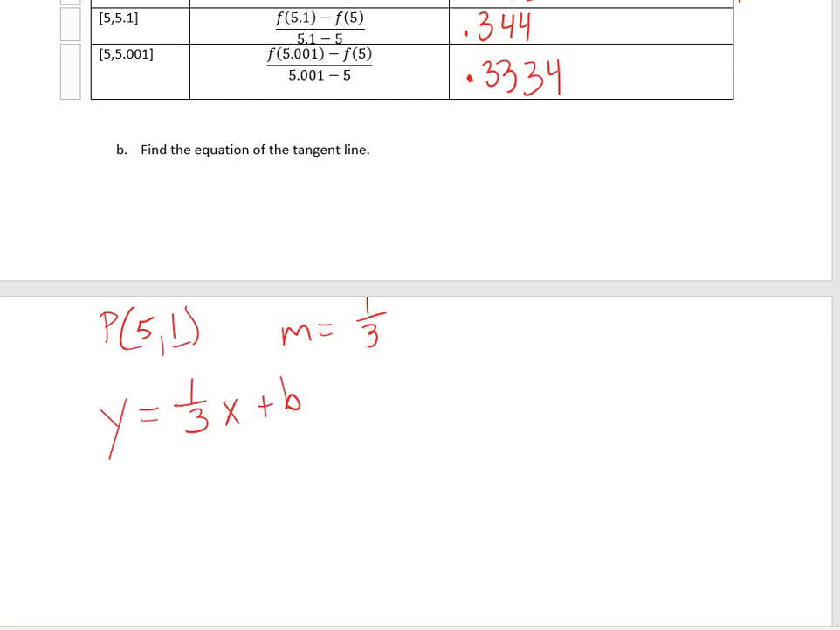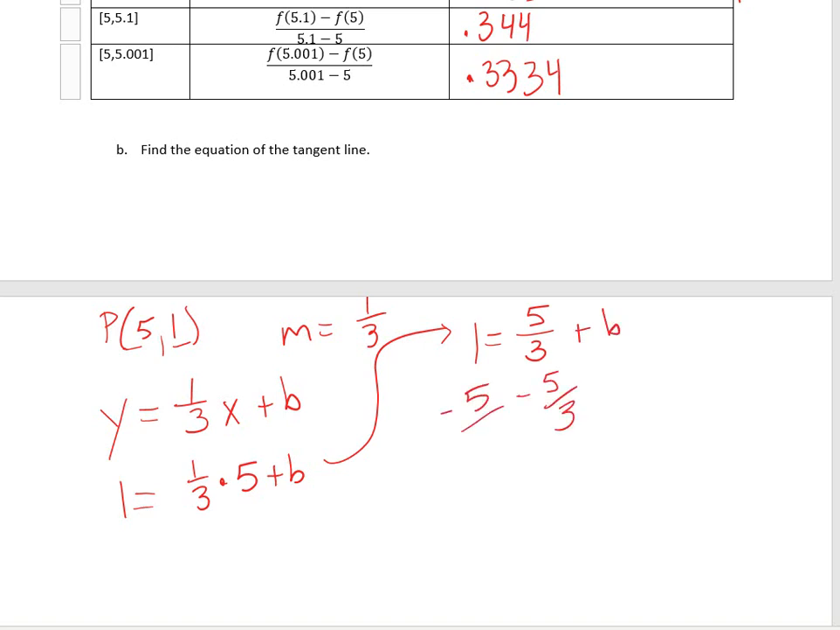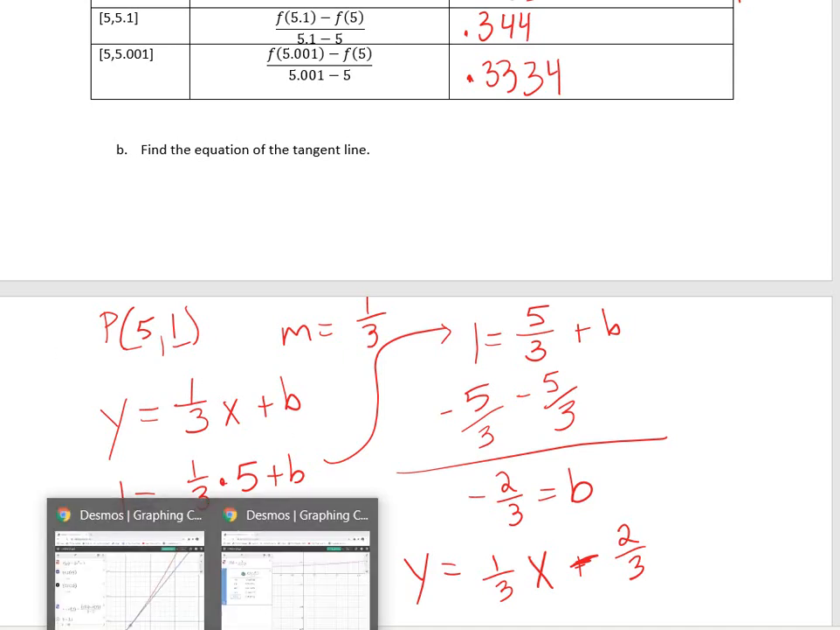We're going to plug in our x and our y, so we're going to have 1 equals 1/3 times 5 plus b. Okay, so we're going to have 1 equals 5/3 plus b. Got to subtract 5/3 from both sides. Okay, so we're going to get negative 2/3 equals b. So the equation for this tangent line is y equals 1/3 x minus 2/3. And again, we can double check our work by going to Desmos.